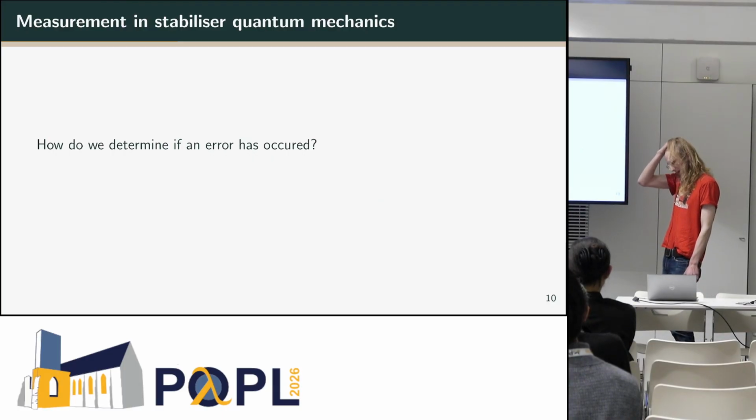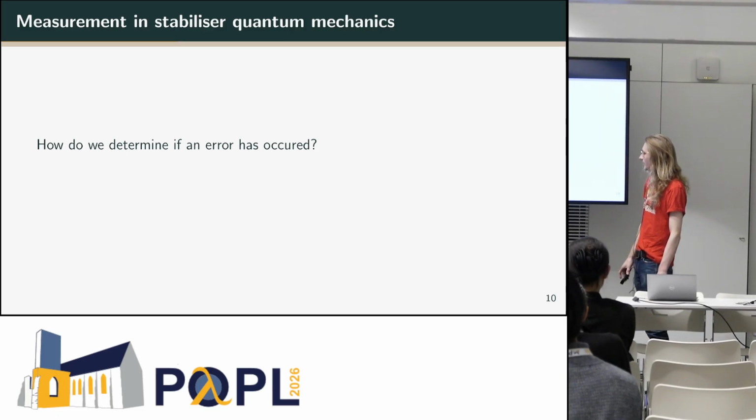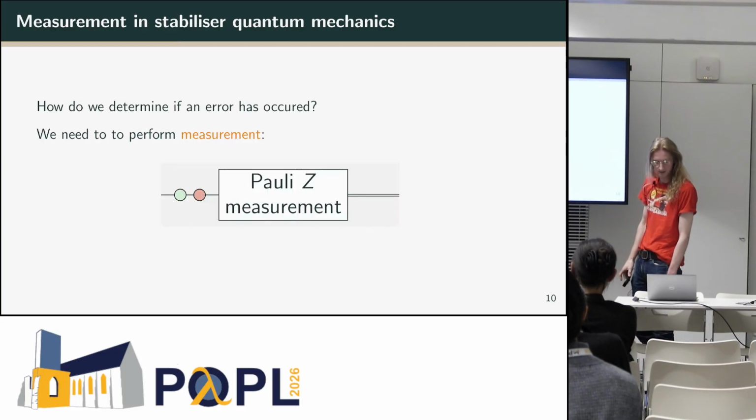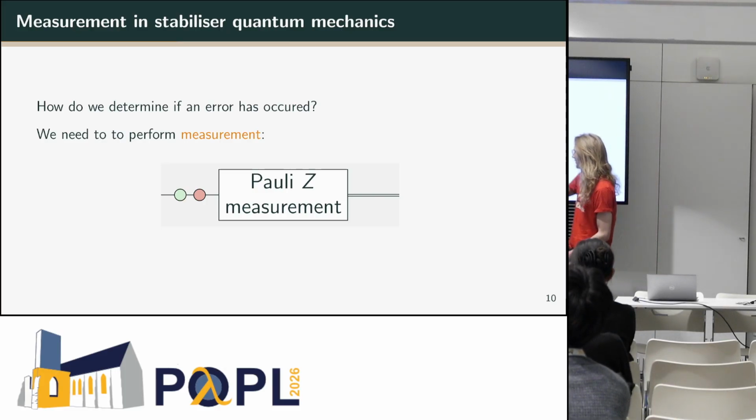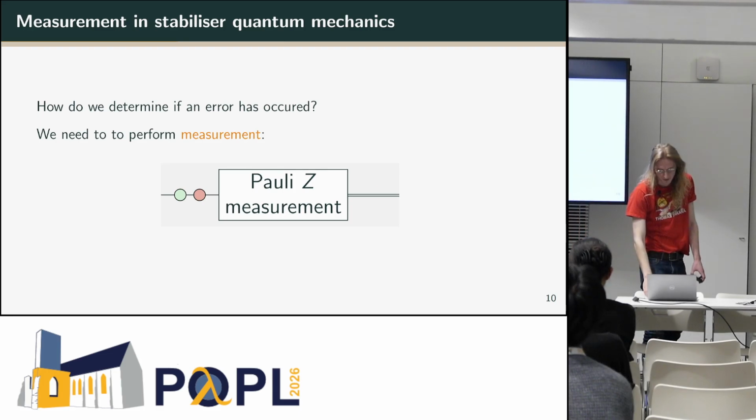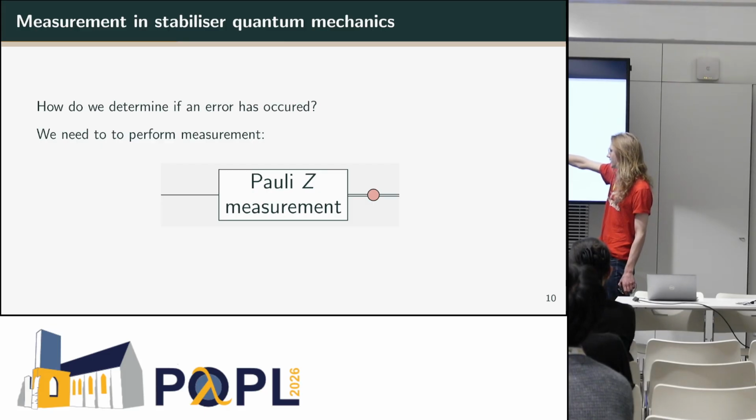So I talked about the pure stabilizer circuits, so now I'm going to move on to more complicated things like I described in the first slide. So how do we know if an error has occurred? We can't just use pure states. We have to go a bit further, and we have to perform measurement. So here we have our Z stabilizers and X stabilizers, and we're going to measure in the Pauli Z basis. And what happens when you do this is you just forget the Z Paulis, and you get the X Pauli out.